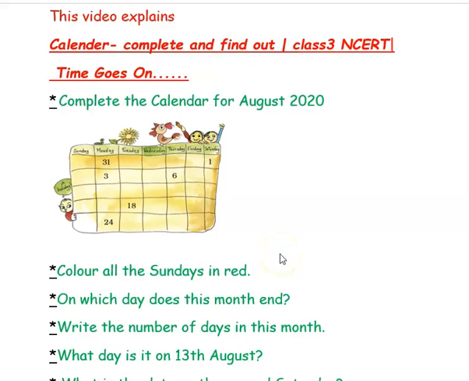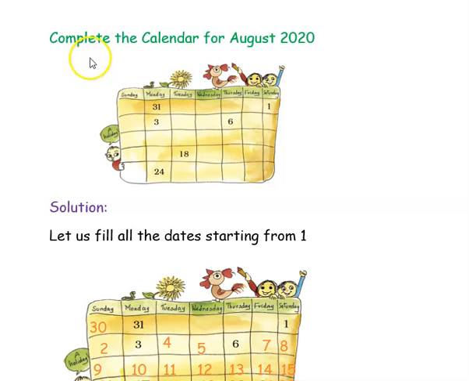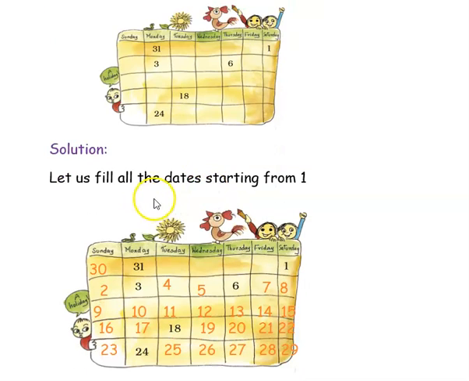In this video, we are going to complete the calendar for the given month, and also find out answers for the few questions given. So the first question is: complete the calendar for August 2020. Here they have given the calendar for August 2020. They have filled in a few dates corresponding to the days. So we have to fill in the remaining dates. Now let us fill all the dates starting from 1.